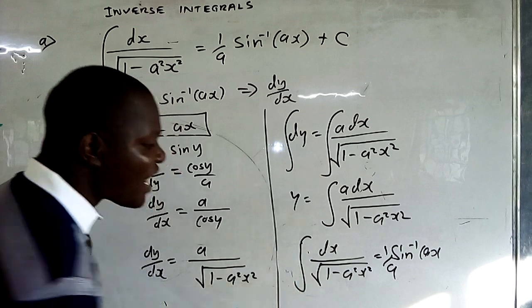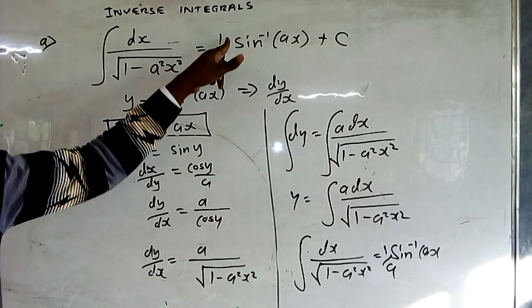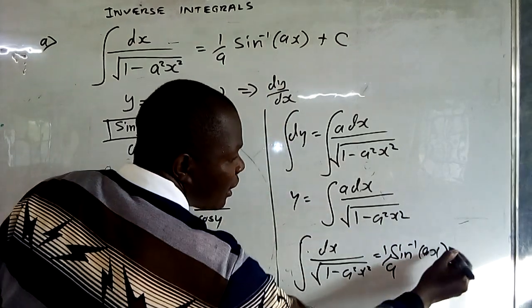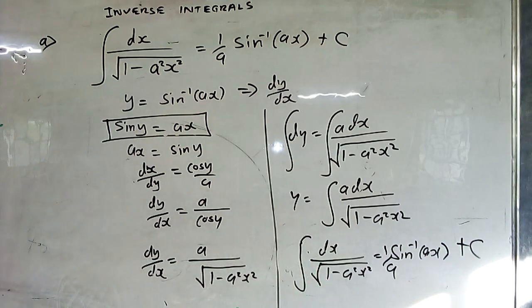If you integrate dx over the square root of 1 minus a squared x squared, you are supposed to get 1 over a sine inverse of ax, plus your arbitrary integration constant in case of an indefinite integral without limits. Are you seeing that?